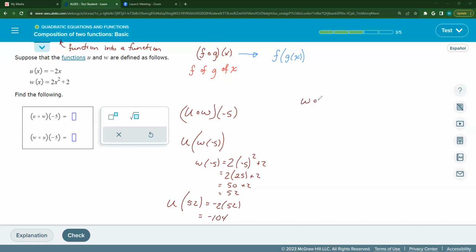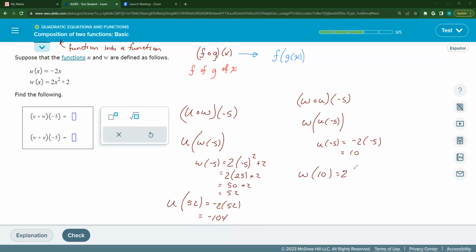So W of U of -5. Well, this is W, big parentheses, U of -5. This U of -5 tells me that I'm going to go -2 times -5, which is 10. So I have W, instead of a U of -5, I'm going to say that that is equal to 10. So we're going to do it that way.